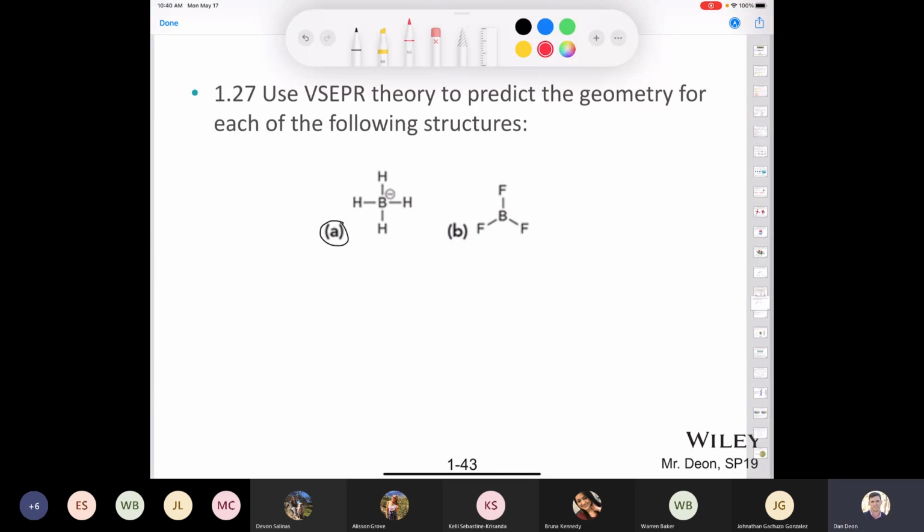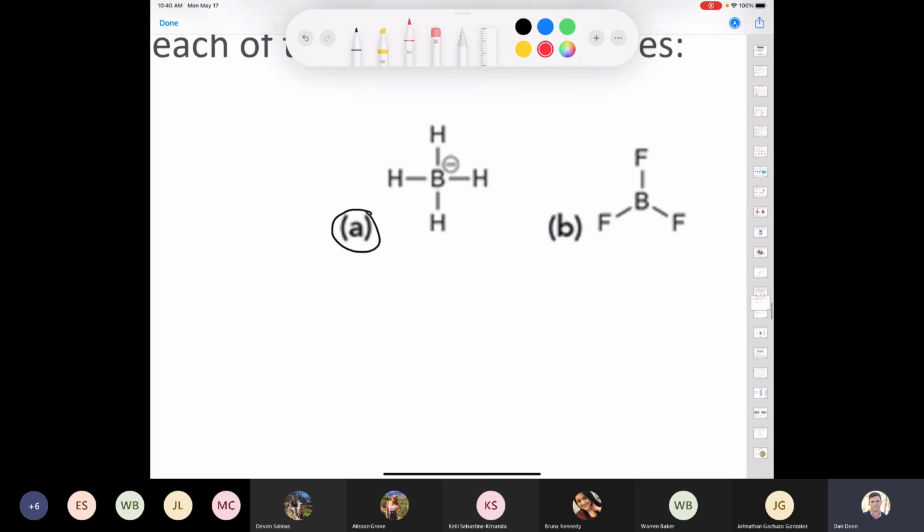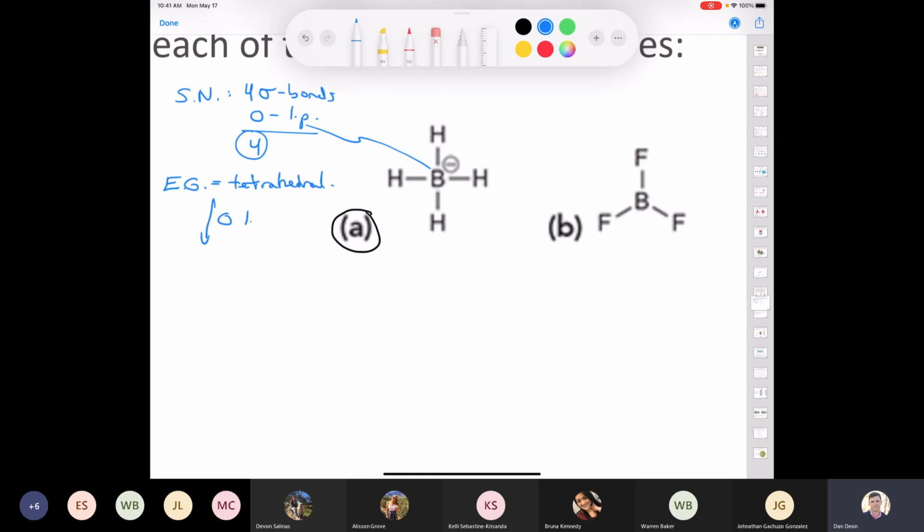Yeah, it's going to be tetrahedral. How do we figure that out? Because the steric number, okay, the steric number for my boron, it's got 4 sigma bonds. Okay, it's got 0 lone pairs. So my steric number is 4 plus 0 is 4. Therefore, my electron geometry will be tetrahedral. But since I've got 0 lone pairs, my molecular geometry is also going to be tetrahedral.